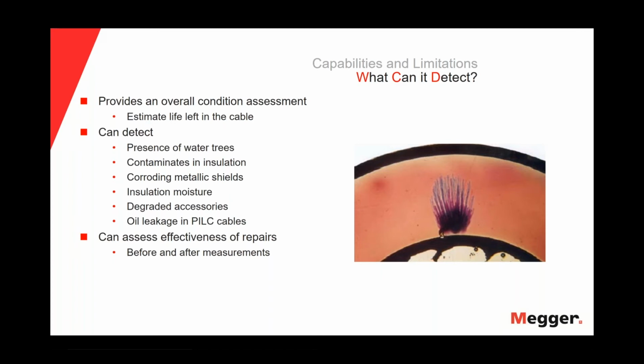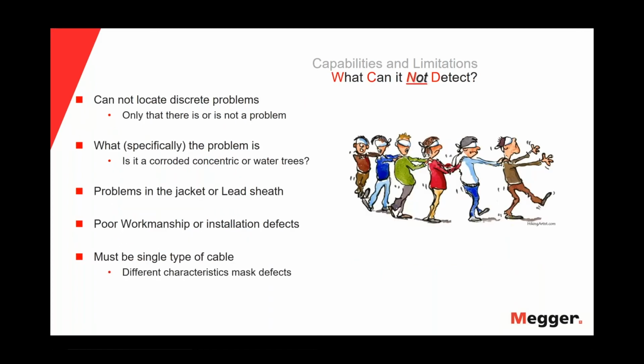So what can it not detect? What we cannot see with the tan delta? Well, we cannot locate discrete problems, only that there is or is not a problem. For instance, if we have very high or very bad values in a tan delta test, we could not say if the problem comes from a corroded concentric or from water trees. That will be quite difficult to know only by doing the tan delta test.